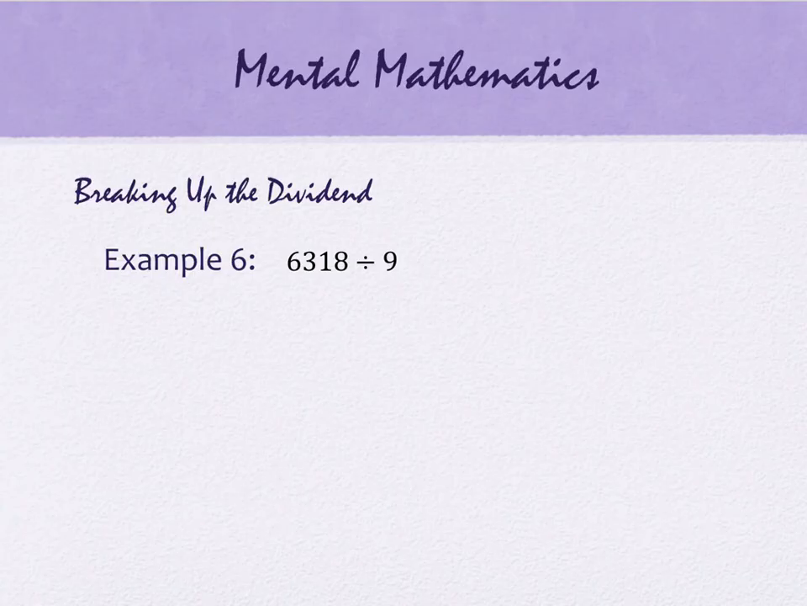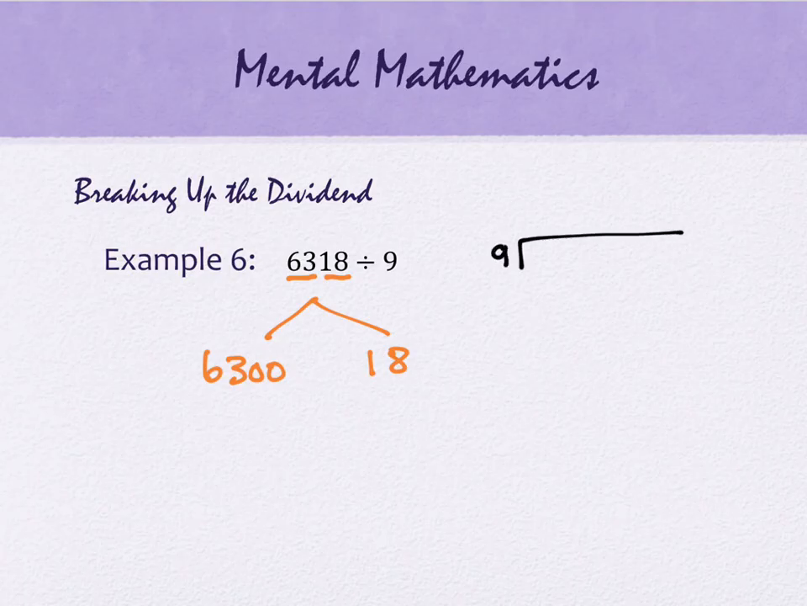So the first strategy is called breaking up the dividend. And breaking up the dividend occurs when you see multiples of the number present in the number you're dividing. So 9 actually goes nicely into 63. It's one of the multiples of 9. And so is 18. Okay, so when you see that happen, breaking up the dividend is a good strategy. And what it means you're doing is you're breaking this up into, in this case, 6,300 and then 18. So in a very real sense, you're dividing 9 into 6,300 and 9 into 18.